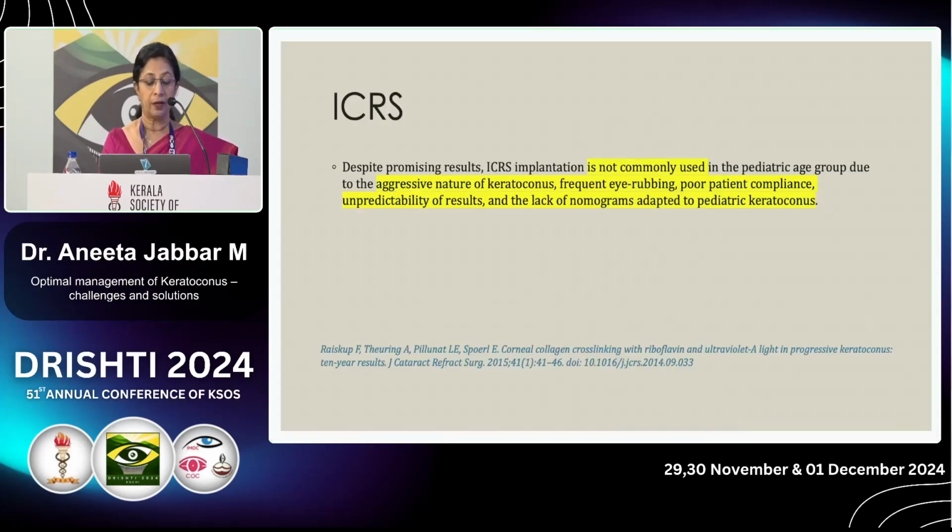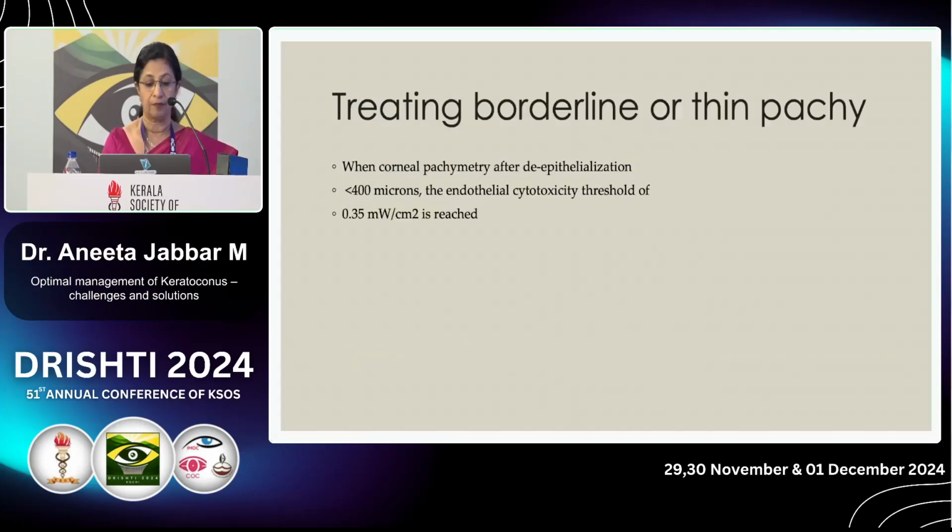And other procedures like intracorneal ring segments are not commonly used due to the aggressive nature of the disease, frequent eye rubbing, poor patient compliance, and unpredictability of the results. I have only 1 more minute. Shall I continue? So what about treating borderline or thin pachymetry?